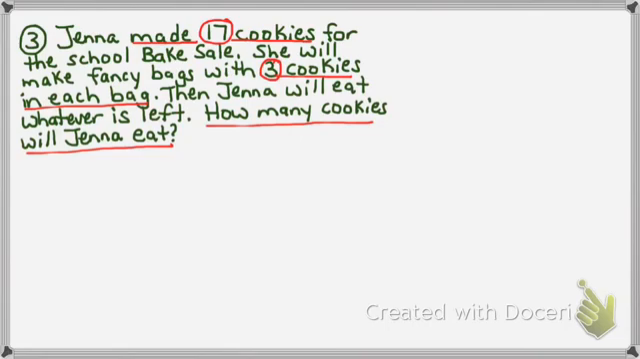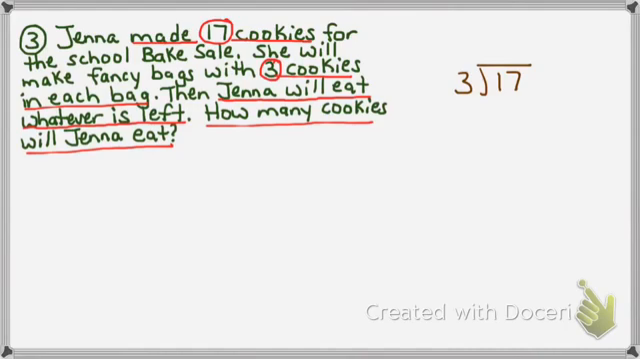So I know the total number of cookies she made, 17. 3 cookies are going to go into each bag, so I'm taking the total and breaking it into small groups of the same number. That tells me this is a division problem. So I have 17 divided by 3. Again, same problem as we've had before, different situation.